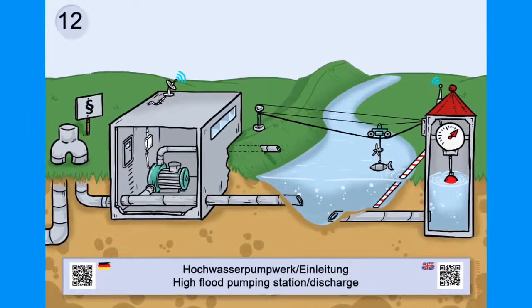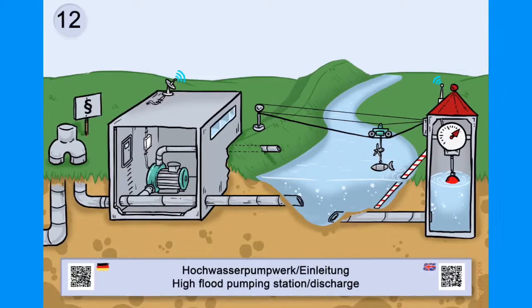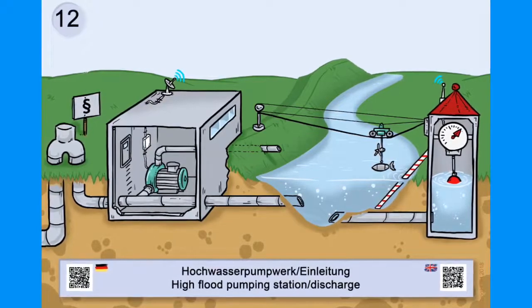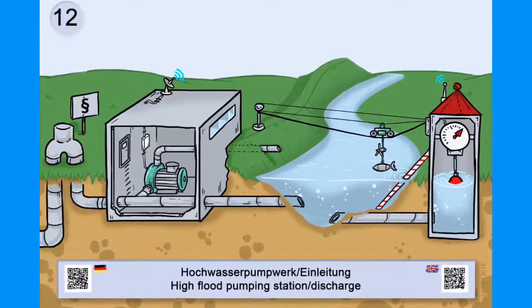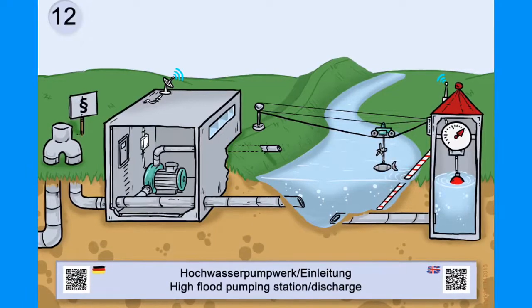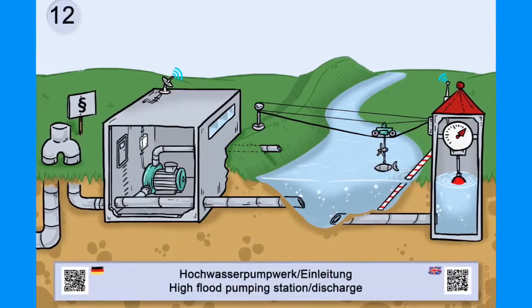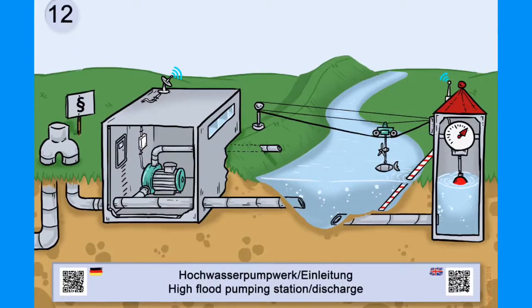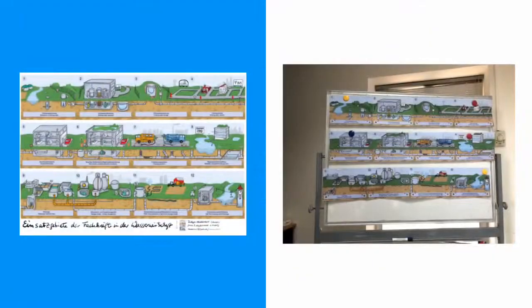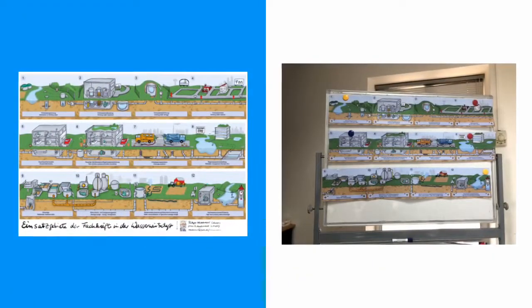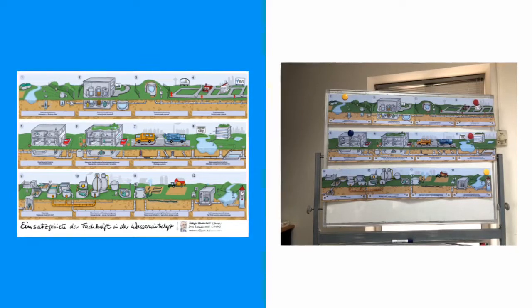You see the gauging station. We have to measure the rivers so that we know what's going on, and we have to clean the water so that the fishes and the animals can live in a clean river, and we give it back to the environment. Here you see the pictures on the right-hand side. This was used in Jordan during a training.